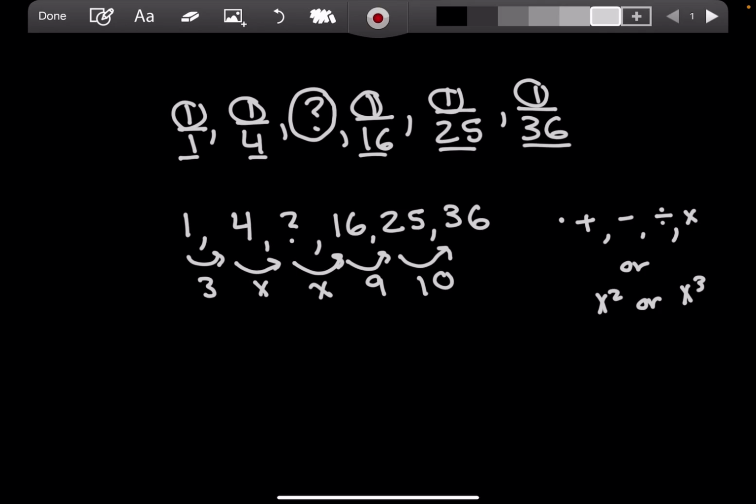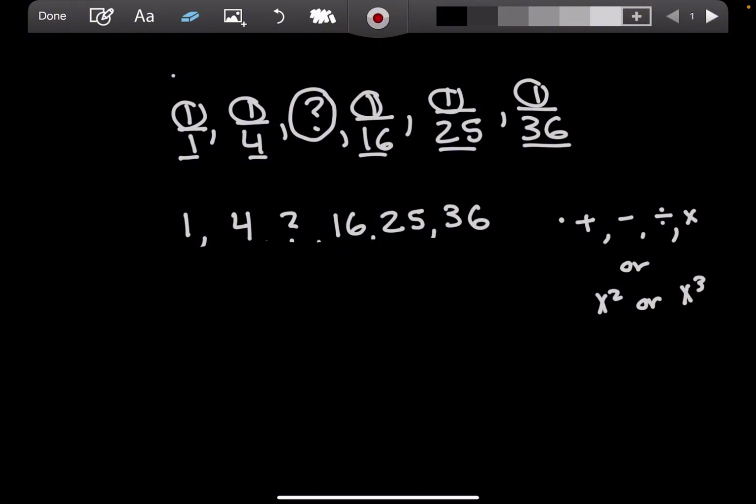But we know that if we were going just up by 1, this wouldn't make sense because it jumps from 3 all the way to 9 in 2 numbers. So that couldn't make sense. So we can erase that.